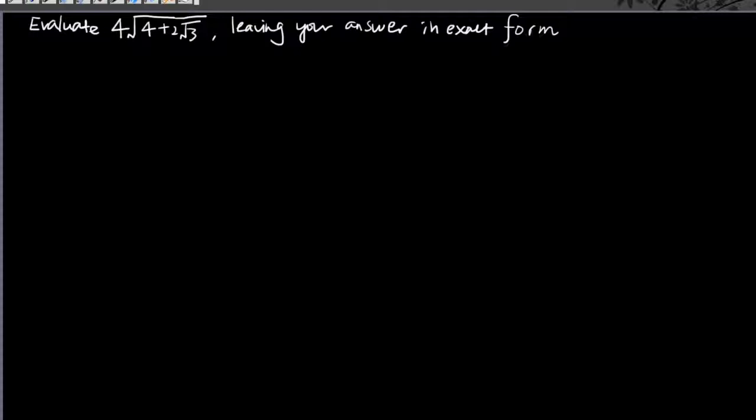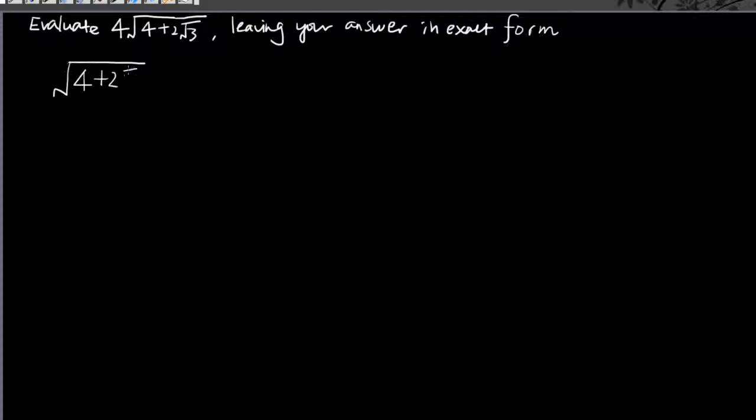Apparently, this question couldn't be solved using a calculator. Why? Look at the question statement: leaving your answer in exact form. So we shall actually use algebraic identities, or properties of surds, or properties of square roots to solve the question. The square root part is the square root of 4 plus 2 root 3.